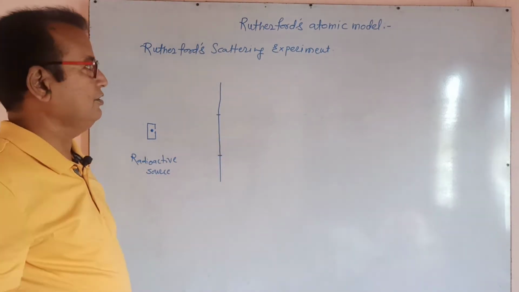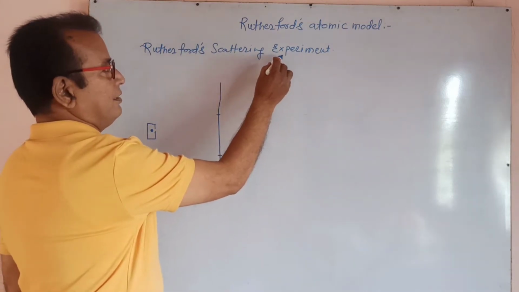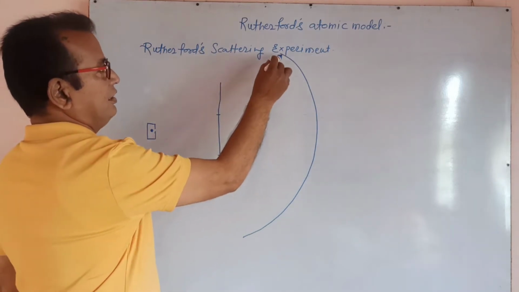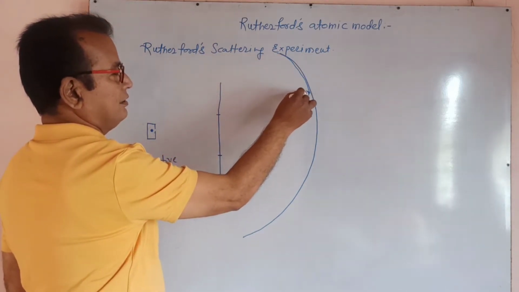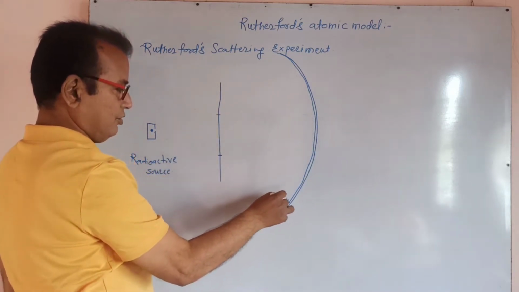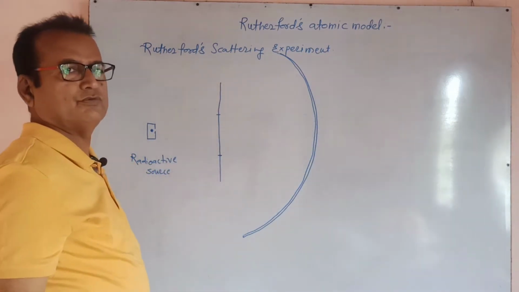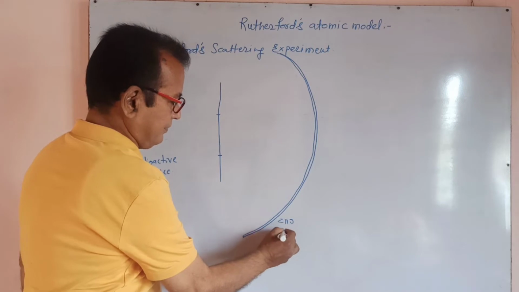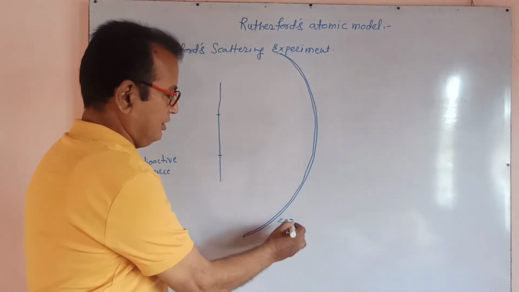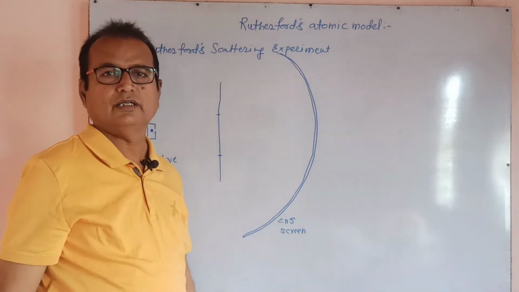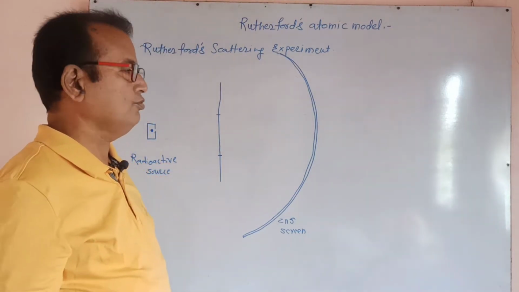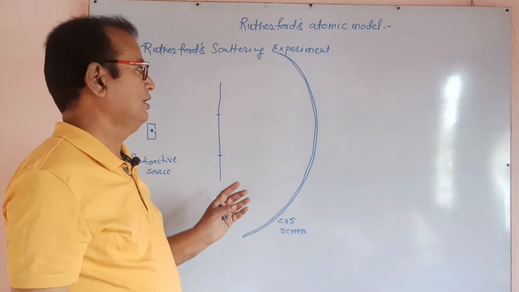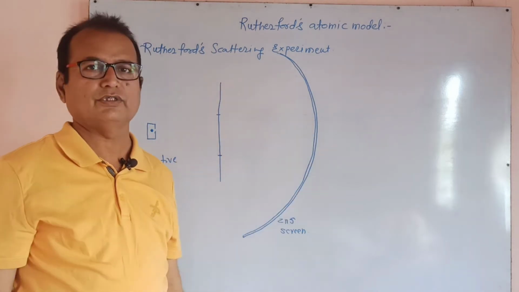In front of that area, he placed a circular ZnS screen. The ZnS, zinc sulfide screen is important because it shows a fluorescent property, a brightening character. We can detect how alpha particles are bombarded on this zinc sulfide screen.